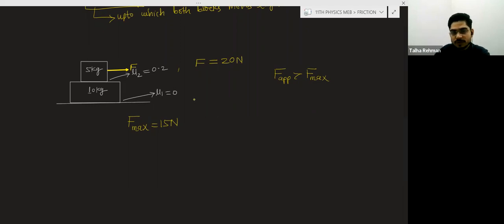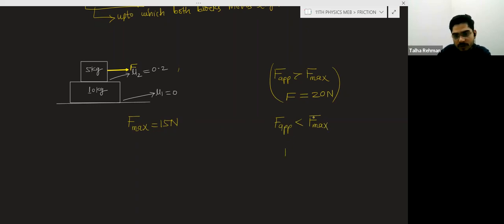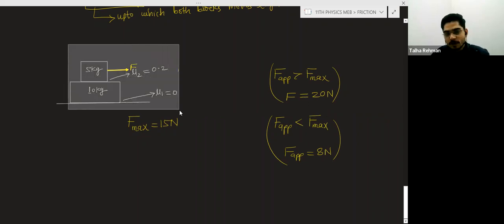But if the applied force is less than the maximum value of the force, suppose F applied is 8 Newton, and F max is 15 Newton, then what will happen? Both these blocks will move together.